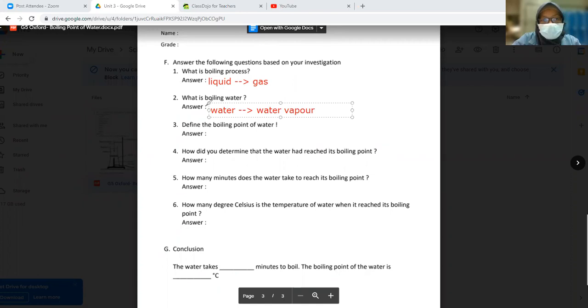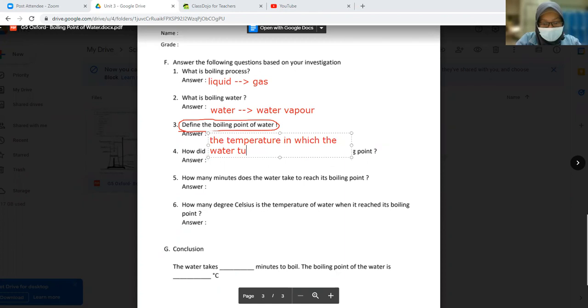If I ask you to define the boiling point of water, it means you describe what the boiling point of water is. I do not ask you to mention the degree, but the definition. Okay, so it is the temperature at which the water turns into water vapor, or the liquid state changes into gas state.